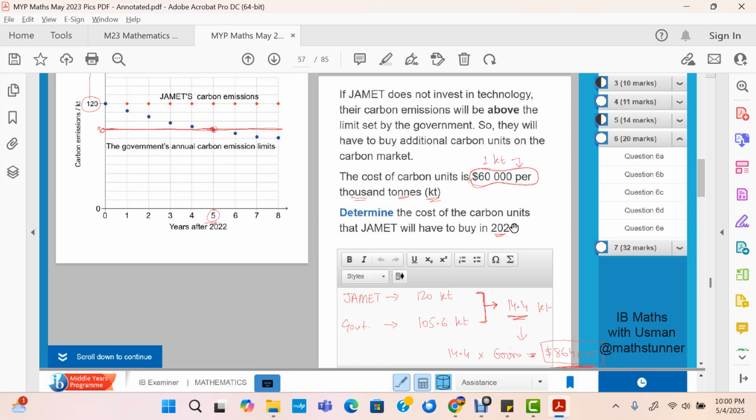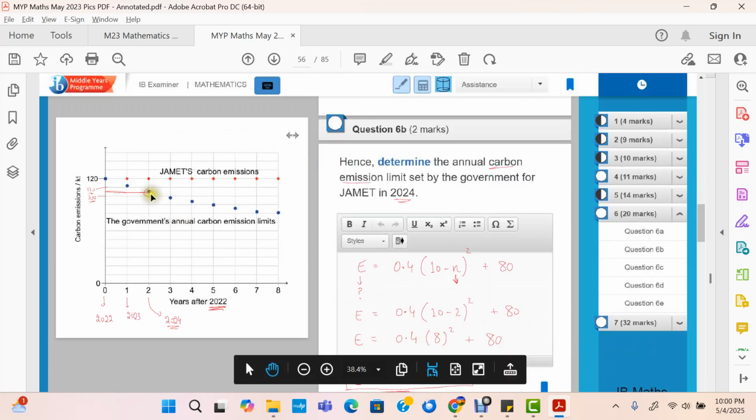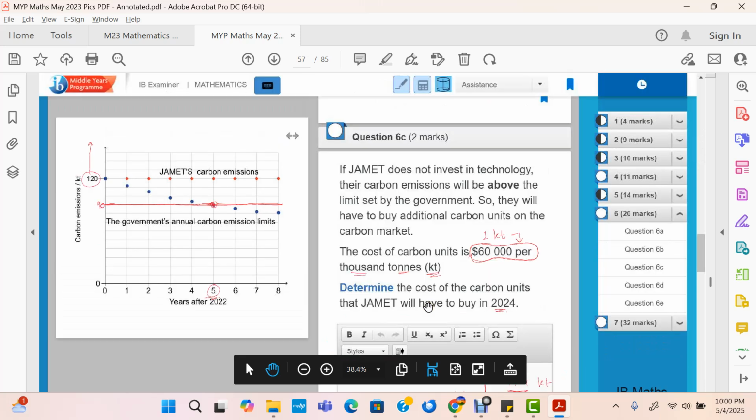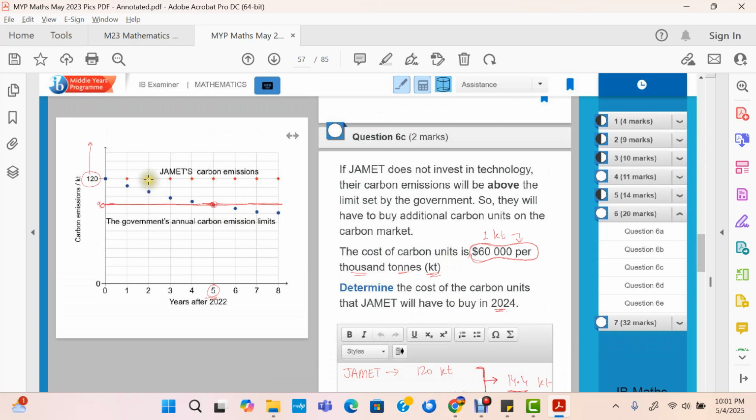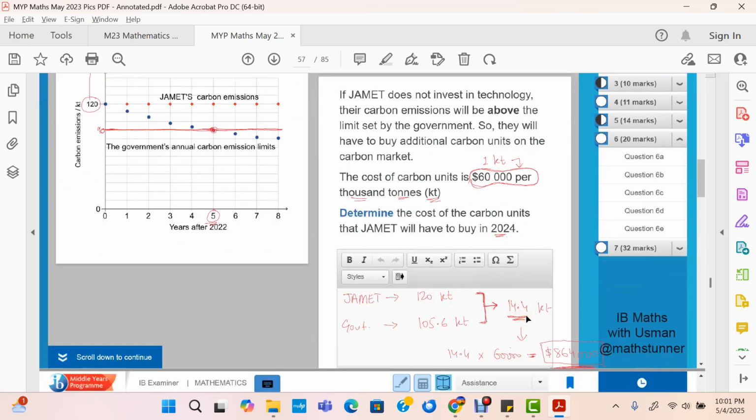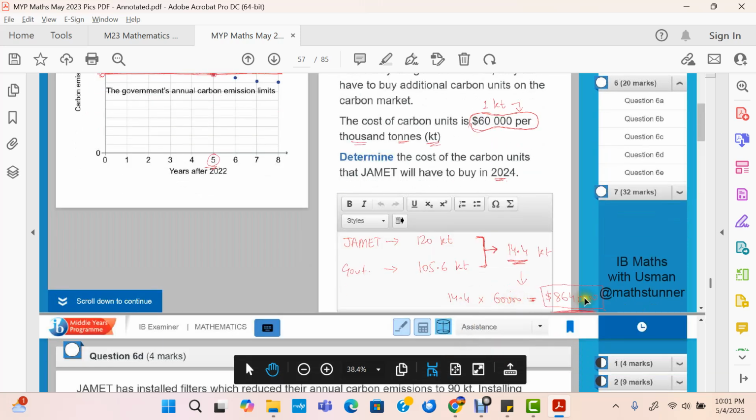Okay, so the company emits 120 kilotons. The government limit on this 2024 year is 105.6. The company is emitting 120. If you can find the gap between 105.6 and 120, you can know the excess pollution that the company is emitting, and then you can multiply that excess pollution in kilotons by 60,000, because 1 kiloton is 60,000. 14.4 kilotons, just multiply by 60,000 and you're going to get that answer.